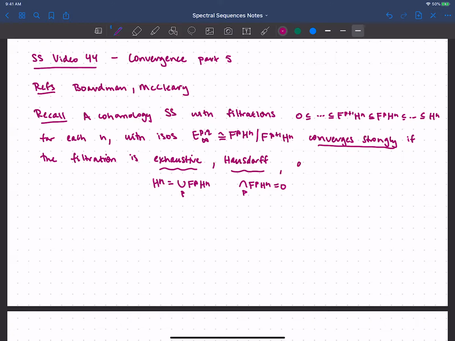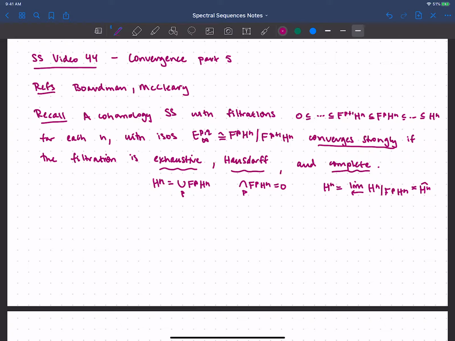And then finally, complete. And complete meant that we look at our H^n, and this is actually the inverse limit of it mod each of the filtered pieces. Okay, and in fact, that was the completion of H^n, which we talked about in the last video.